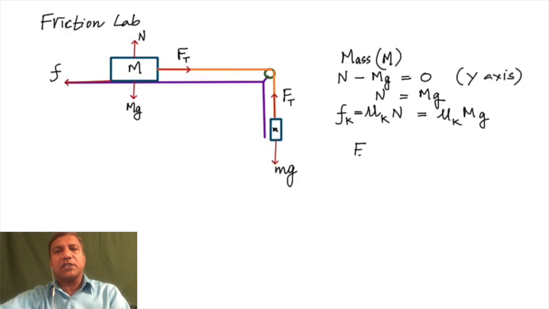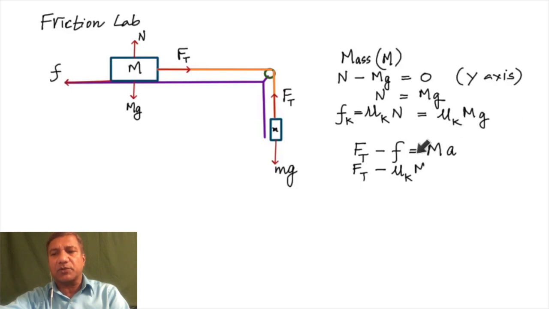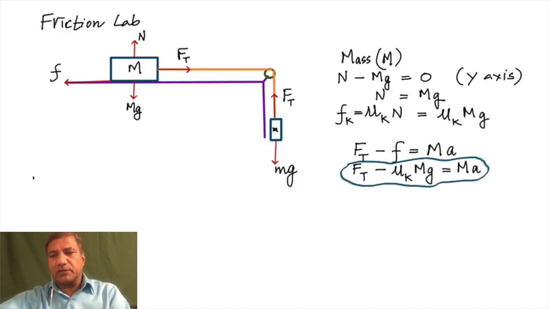All right, now on the x-axis, you have Ft positive, friction negative. So Ft minus little f is equal to Ma. Now substitute for the friction. Friction is mu k Mg, so substitute that value here, and you get this. So that's an important equation.